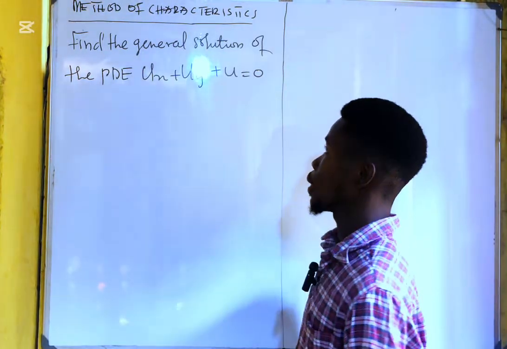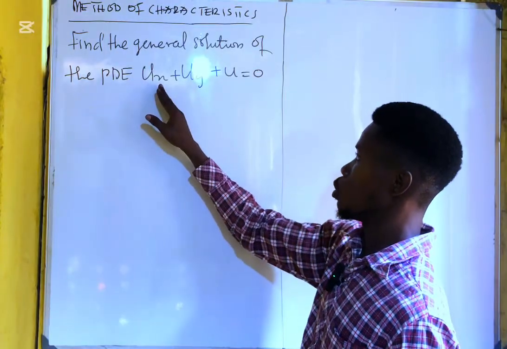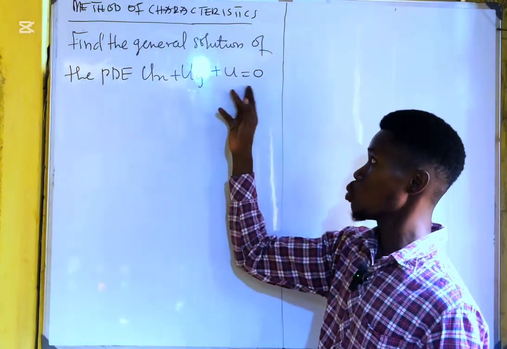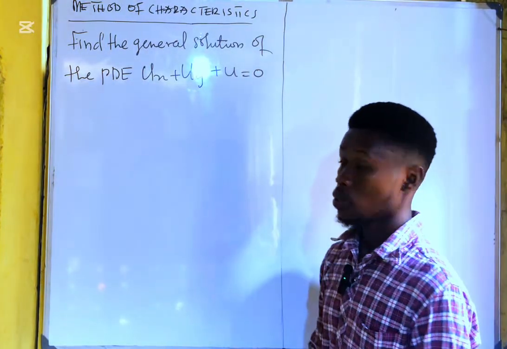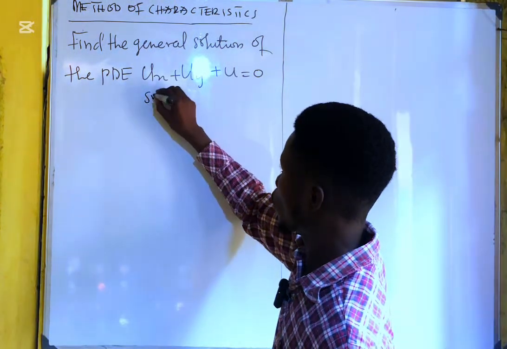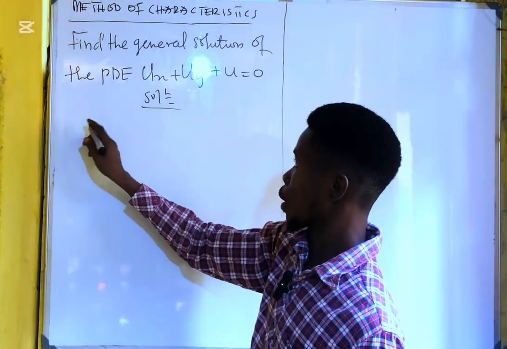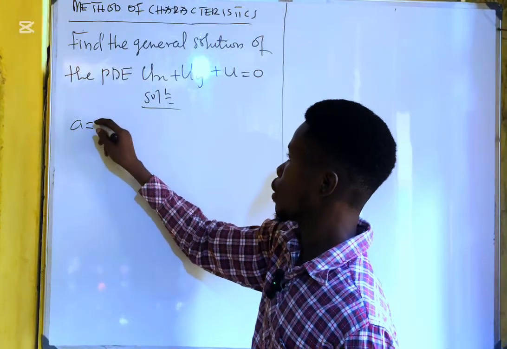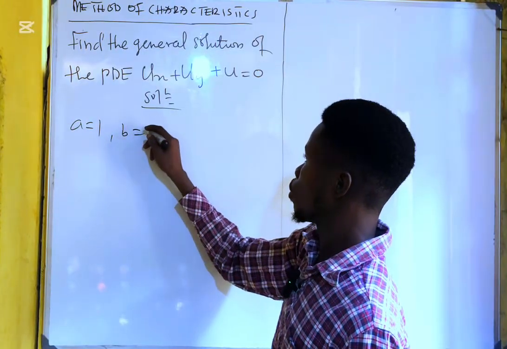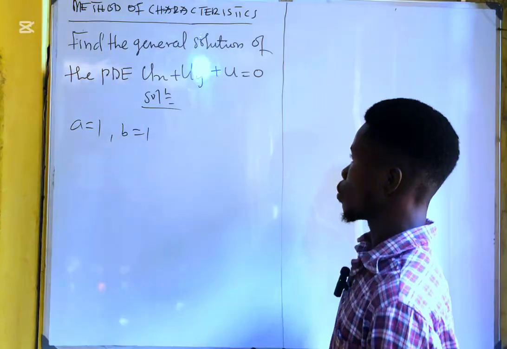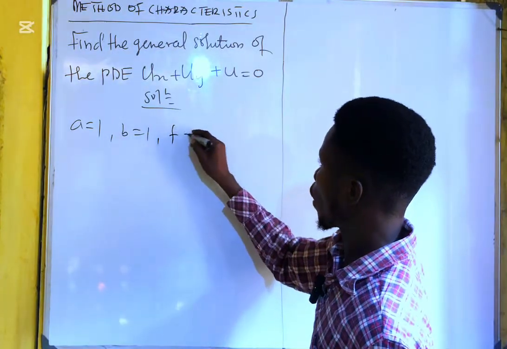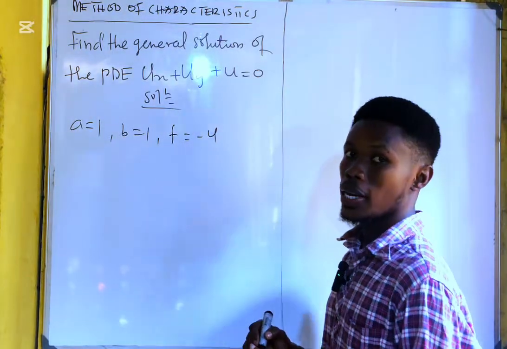Now let's look at another example. Example 2: find the general solution of the PDE u_x plus u_y plus u equals 0. So now, we are using the method of characteristics. You know the method of characteristics, our a in this case will be 1, b will be 1. Is that okay? Now, what will be our f? Our f will be negative u. Let me tell you this.